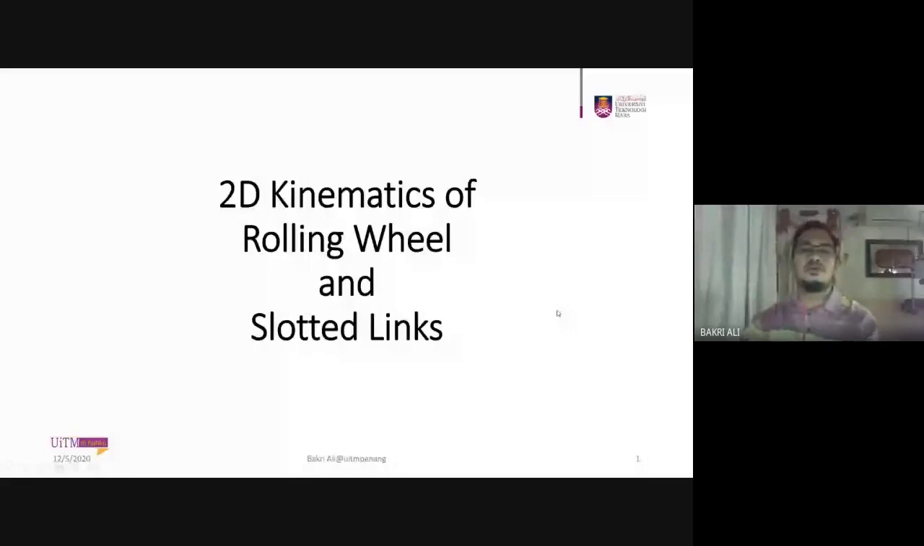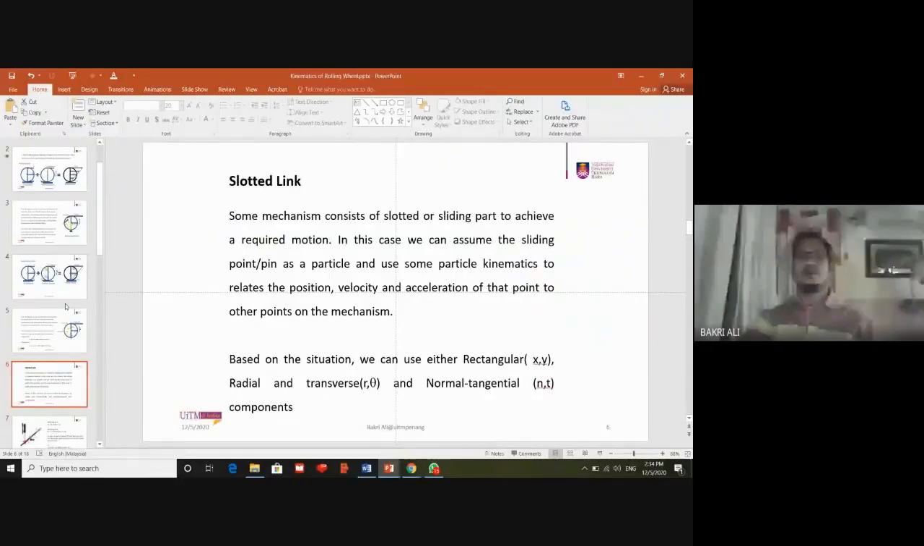Today we will continue our lesson in 2D kinematics with the more interesting topic, which is the kinematics of slotted links. So we go to the next mechanism, slotted link. Some mechanisms consist of a slotted or sliding part to achieve a required motion.